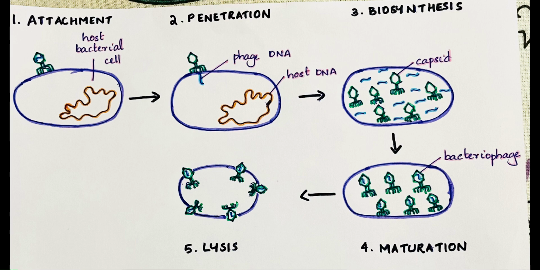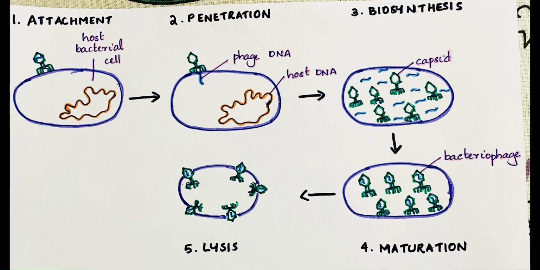Penetration is achieved when the tail fibers of the virion attach to the cell and hold the tail firmly against the cell wall. The tail sheath then contracts and drives the tail core into the cell through the cell wall. The virus then injects its genetic material into the cytoplasm.